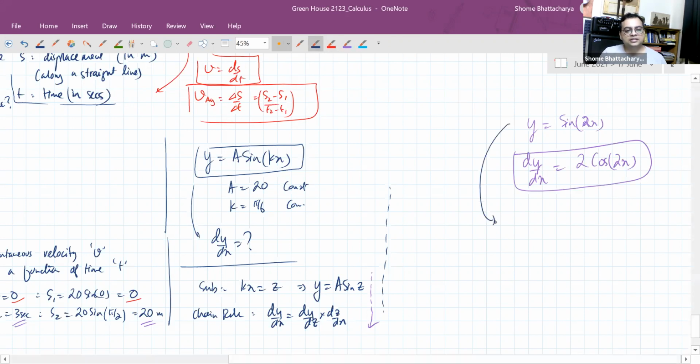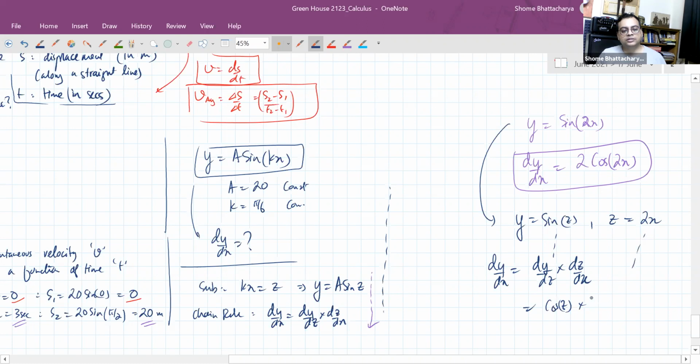What is happening here is that y is equal to sine of something z, where that z is equal to 2x. So dy by dx is dy by dz into dz by dx. dy by dz will be cos z, but dz by dx will be 2. So it becomes 2 cos z or 2 cos 2x. Like that, if you apply these steps over here, you'll see that dy by dx will come out to be k into a cos kx.